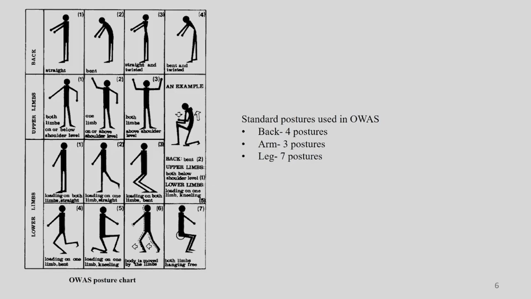Okay, now let us understand this particular picture. If you look at the Ovako Working posture Analysis System, or OWAS, we have 3 major areas which we are going to analyze or assess. First is back, second is arm, and third is leg.